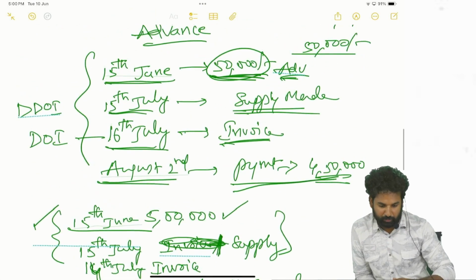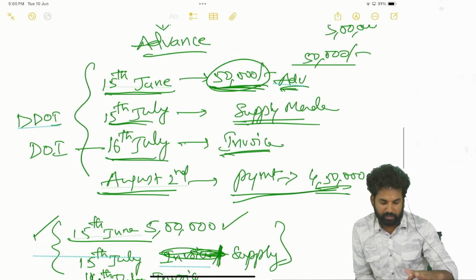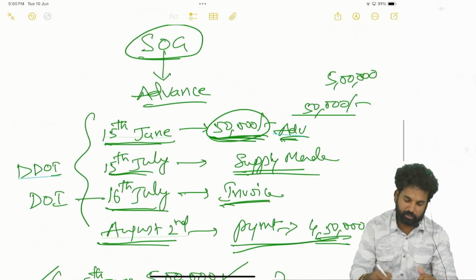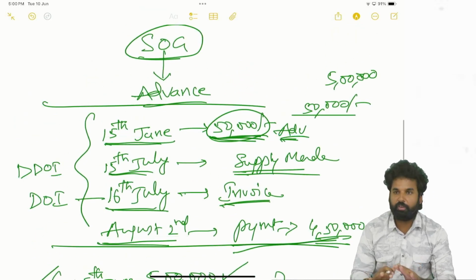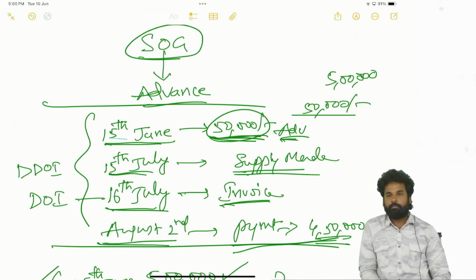Okay. Now just tell me if this is the case. In this case, what will be the time of supply? In this case, what will be the time of supply?